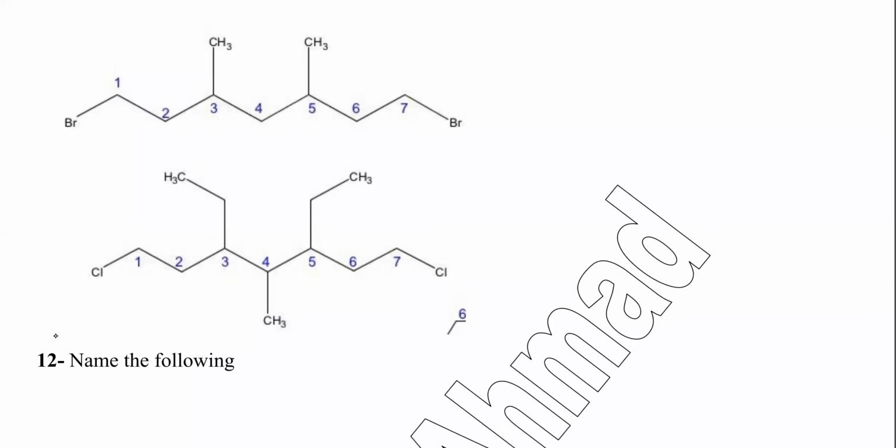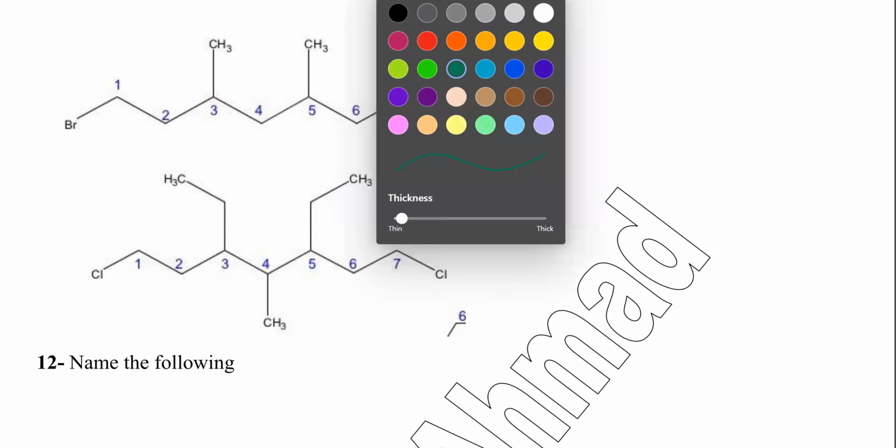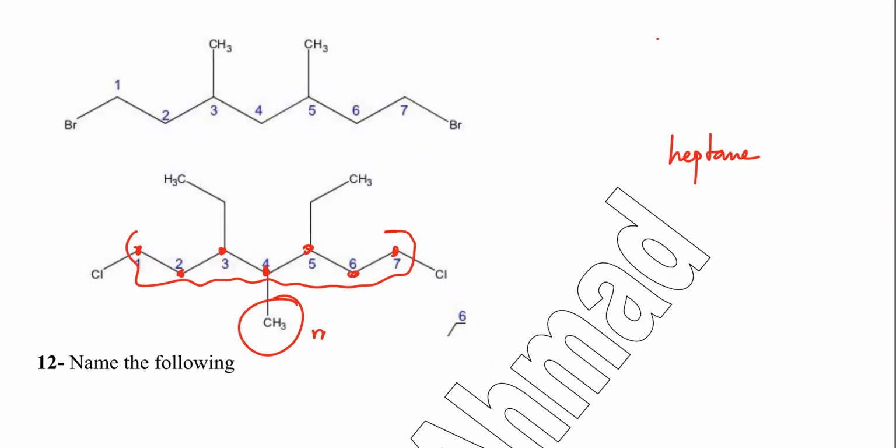So let's try and name this one. Okay, let's have this one. So 1, 2, 3, 4, 5, 6, 7. I mean, that's going to be 7 carbon atoms. That's hept. And it's an alkane, there's no functional group, just branches. So it's a heptane. There's a methyl branch. Remember, this is your main chain now. Most things are attached to this.